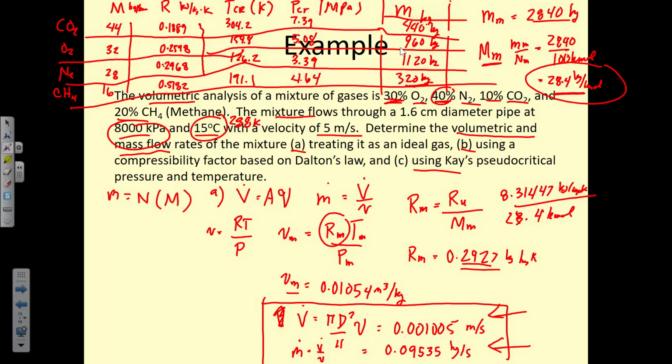Any questions on that? Okay, so basically what we needed to do was find this lumped average gas constant in order to calculate this average specific volume of the full mass of the mixture.